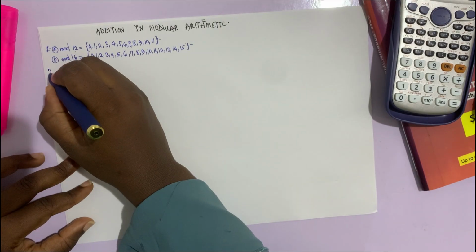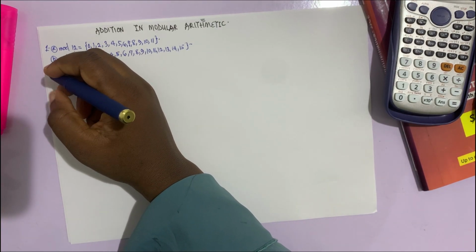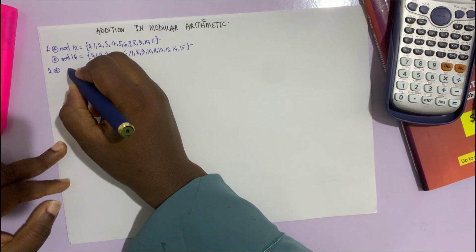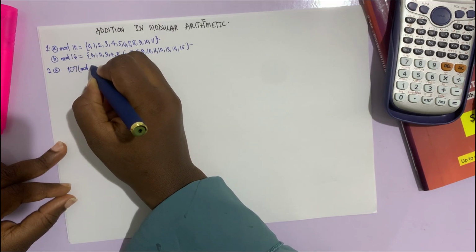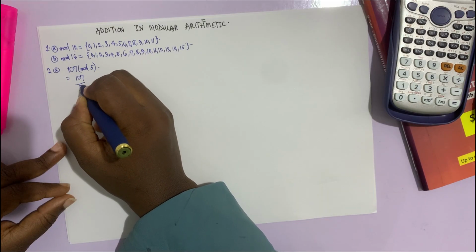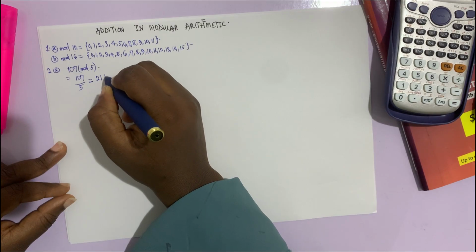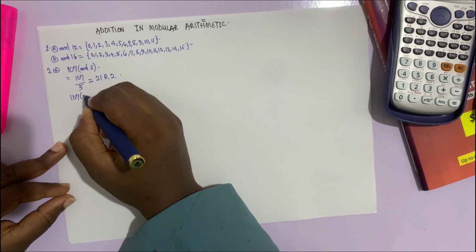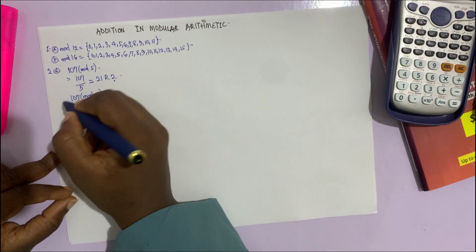Question 2a says we should reduce to its simplest form in the modulo given. Basically, the first question is 107 modulo 5. So this becomes 107 divided by 5, and this would give us 21 remainder 2. So 107 in modulo 5 in the simplest form is 2. So we have business with just the remainder.